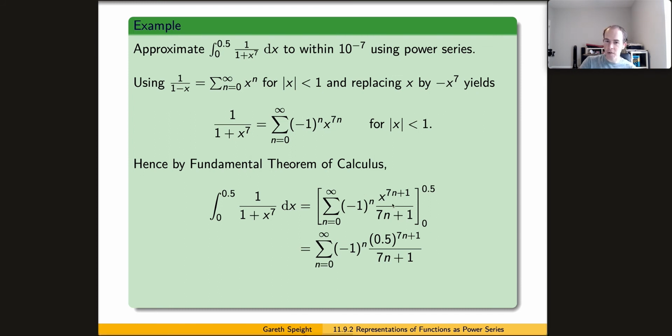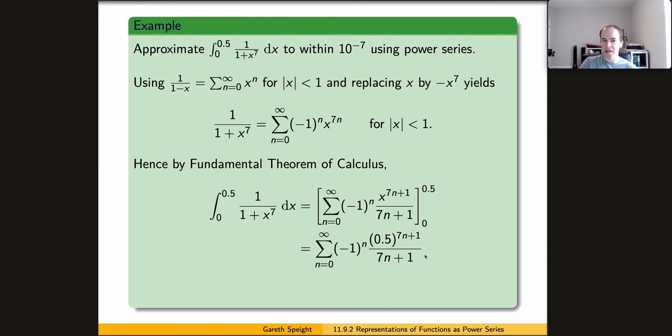And since this starts with an x to the 1 and then x to the 8 and so on, if we plug in 0, all of the terms are going to be 0. There is no constant term that starts. So all we have to do is plug in 0.5, the other term would be 0. We plug in 0.5, we have the sum of negative 1 to the n, 0.5 to the 7n plus 1 divided by 7n plus 1.